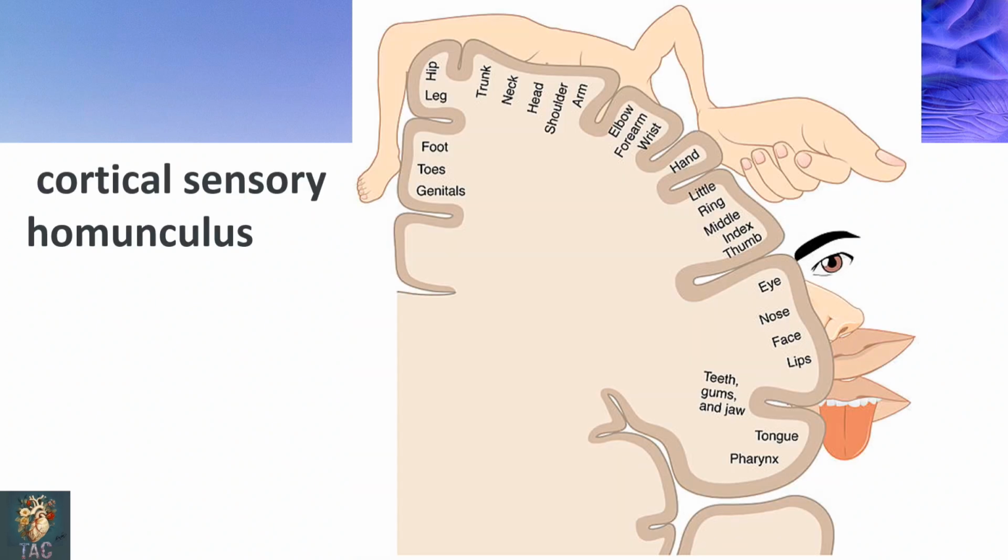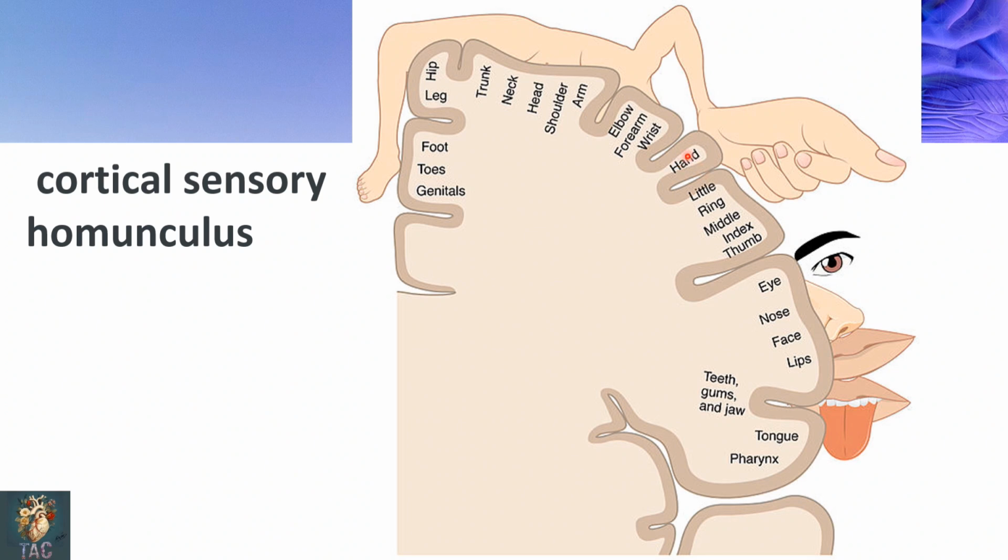So this is the homunculus, the cortical sensory homunculus. The different areas represented. This area is represented by the genitalia, then the toes, the foot, leg, then the area of the hip, the trunk, neck, head, shoulder, arm. Then you can see this is the area of the elbow, the forearm and the wrist. And a larger part of this cerebral cortex is being presented for the hand.